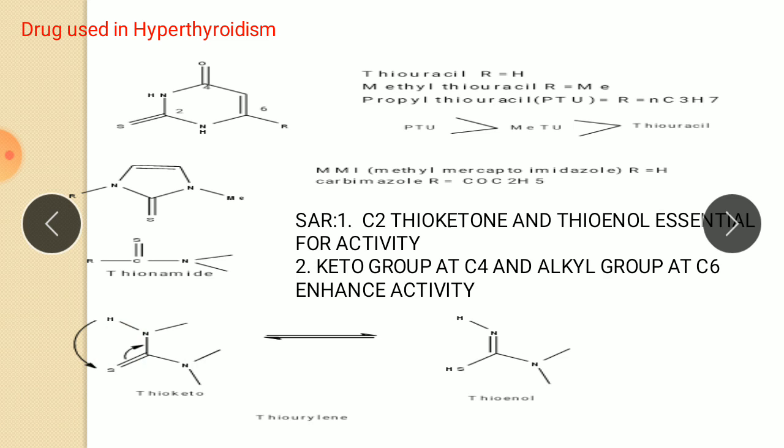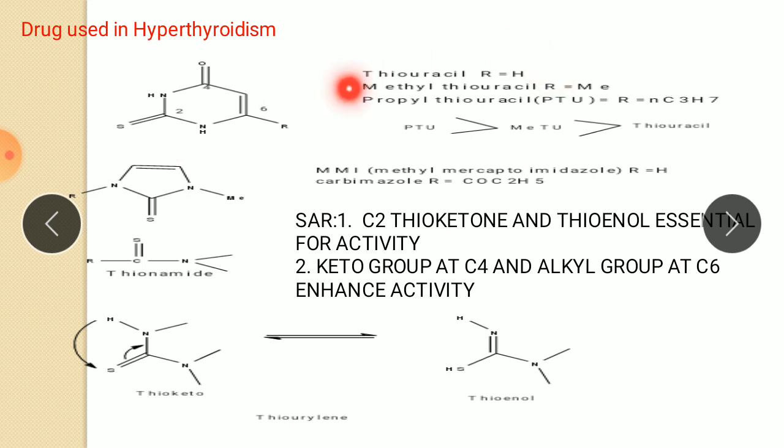There are two types of thiouracil, 5-member ring and 6-member ring. In case of the 5-member ring, the example is MMI, methyl mercaptoimidazole, and carbimazole. In case of the 6-member drugs, the examples are thiouracil, then methyl thiouracil, then propyl thiouracil, called PTU. PTU means propylthiouracil. So it is an example of a 6-member thiouracil compound.